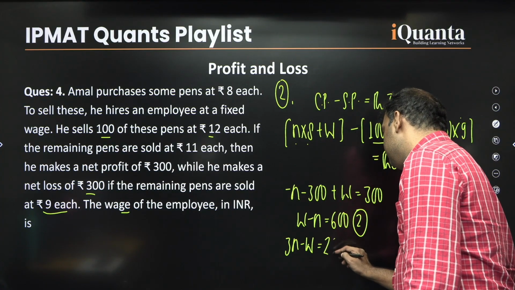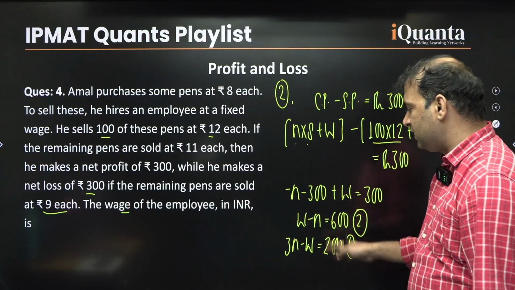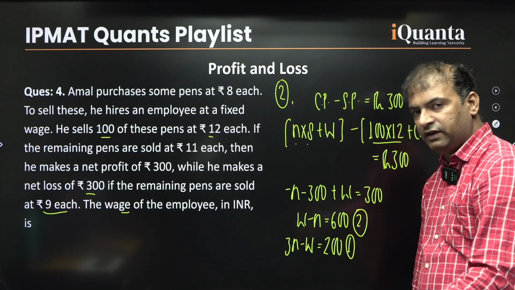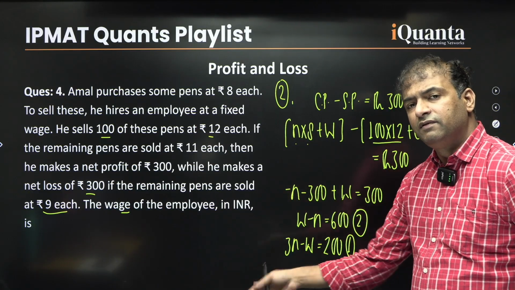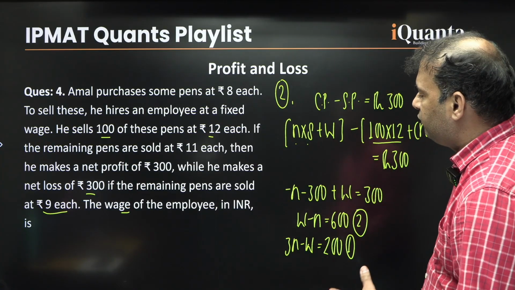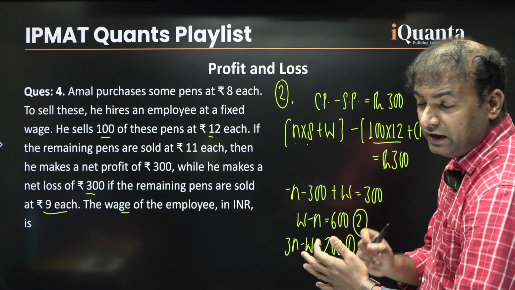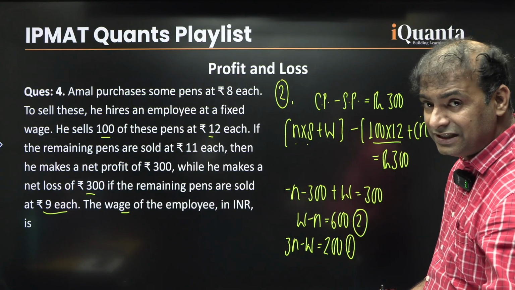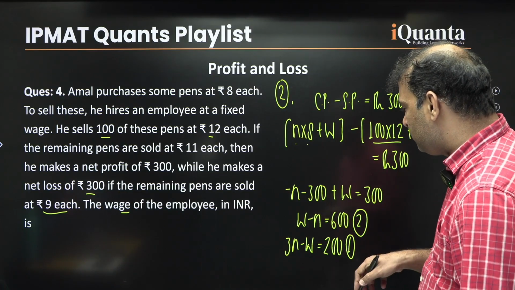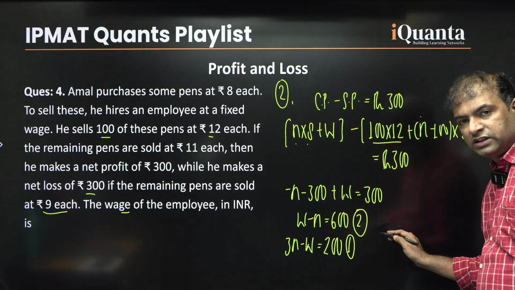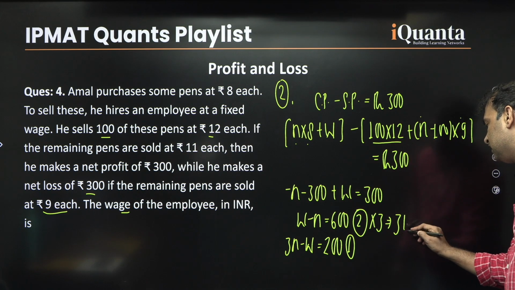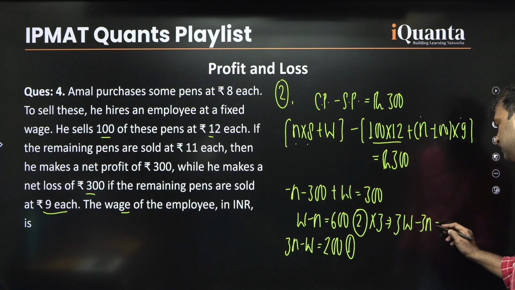So if we add these two equations, we'll directly get the value of n, and then by substituting n, we'll get the value of W as well. But if we want to find W first, we have to eliminate n. For eliminating n, what shall we do? We'll multiply the first equation by 3, which should be 3n minus 3W as being 1800.